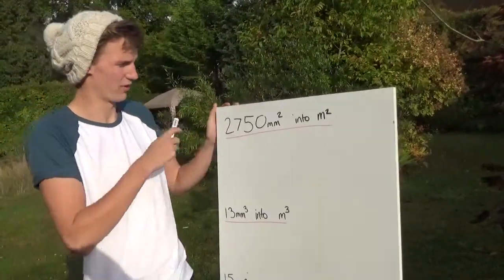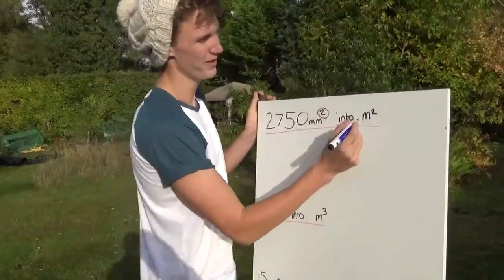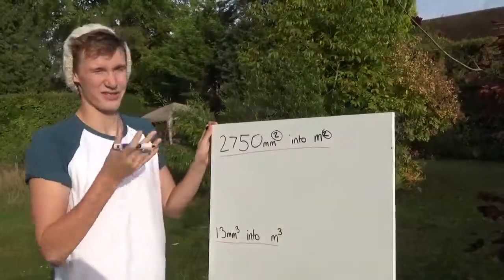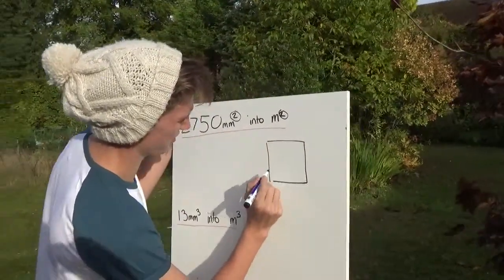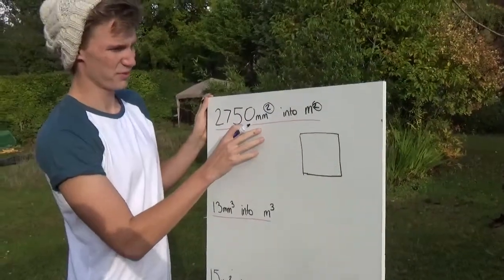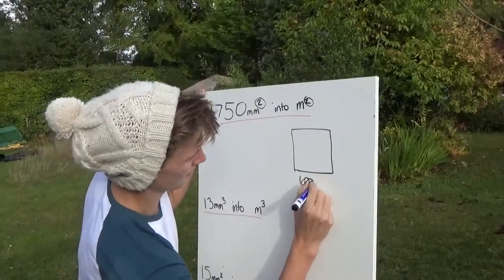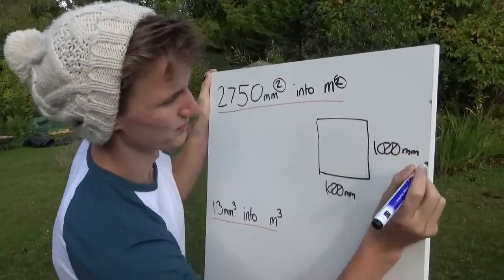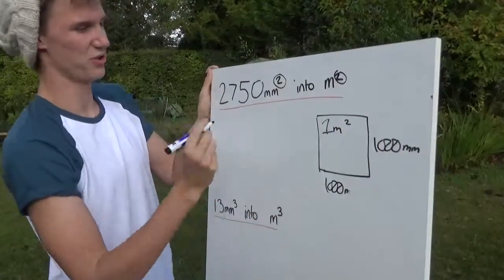First question, we've got 2,750 millimeters squared to meters squared. So we know we're going to have to draw a square. Is this an area or volume conversion? It's an area conversion, so a two-dimensional diagram. We know there's 1,000 millimeters in 1 meter, so we're going to have 1,000 by 1,000, and that's going to be 1 meters cubed.